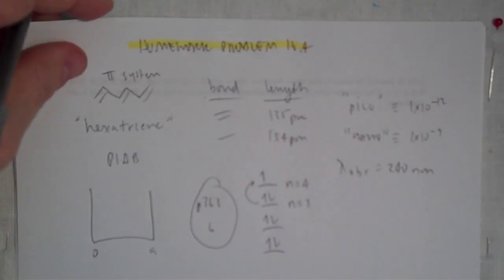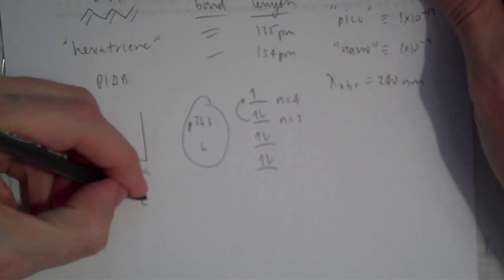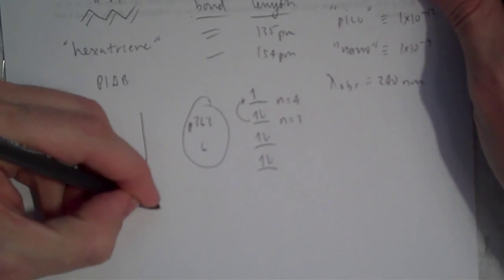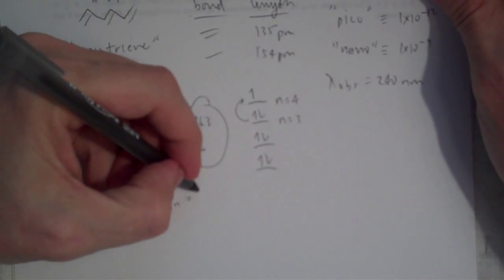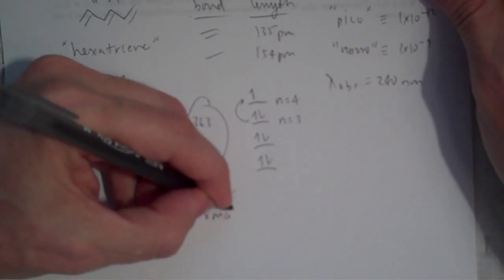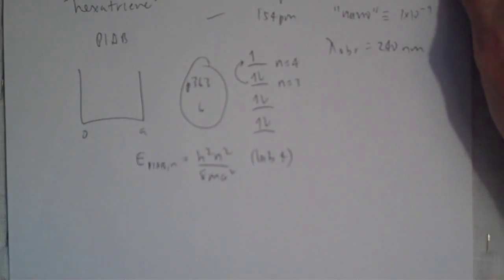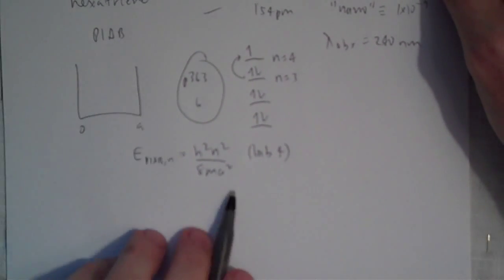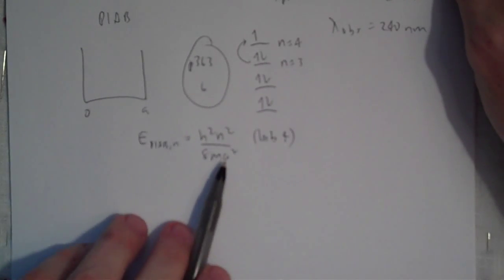So let's go back to the particle in a box model. We know that the energy for a particle in a box of n is equal to h squared n squared over 8ma squared. That is in your lab 4, where it's derived. I also derived it during lab. That's really super helpful, we can do a lot with that.